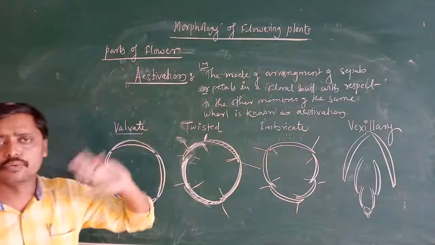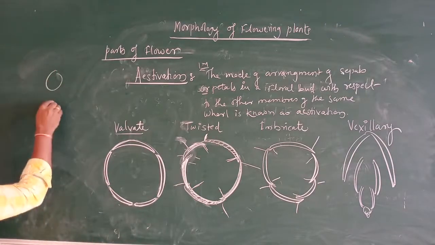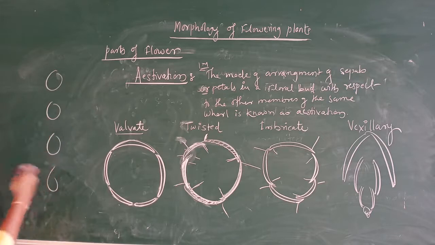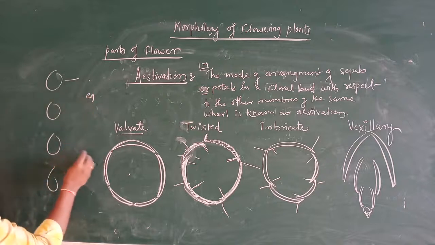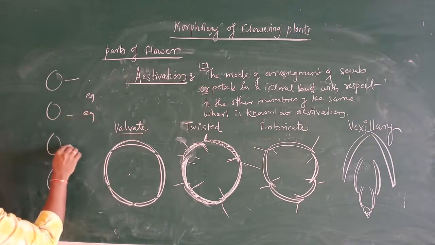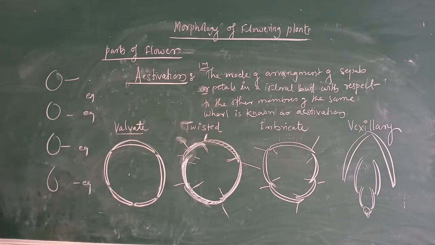What is aestivation? I have written the definition on the board. Then you go through these diagrams. How you are going to draw? I am going to draw these diagrams vertically. Then in front of this, we are going to write the definition for valvate aestivation, then example. Then twisted aestivation, example. Then in bracket aestivation, example. And maxillary aestivation, example. In such a way we are going to represent the answer for the question: what is aestivation and explain the different kinds of aestivations. We are going to answer the different kinds of aestivation.